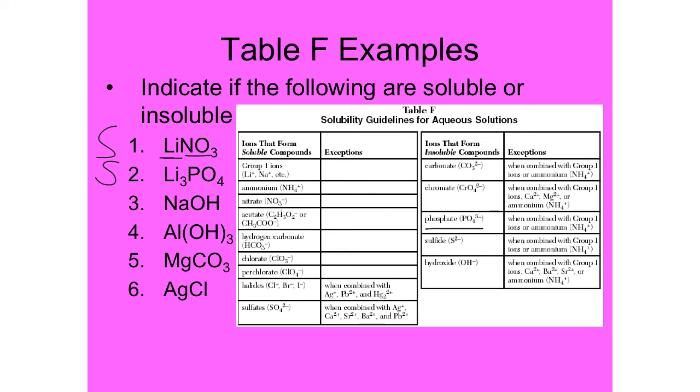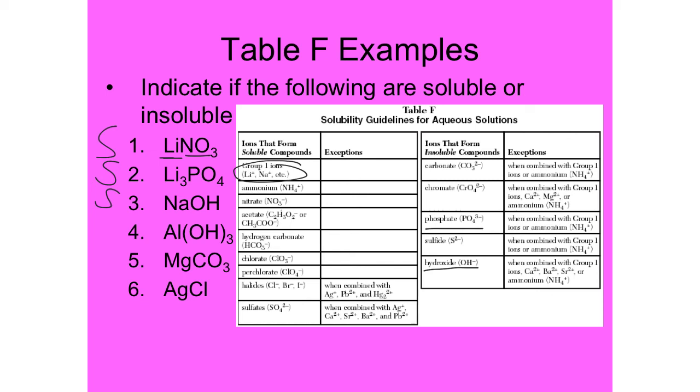Number 3, sodium hydroxide. Sodium is a group 1 ion. Group 1 ions are always soluble, no exceptions. Even if we had looked it up by hydroxides, hydroxides are insoluble unless they're with group 1 or calcium, barium, strontium, or ammonium. So that would have been soluble too.